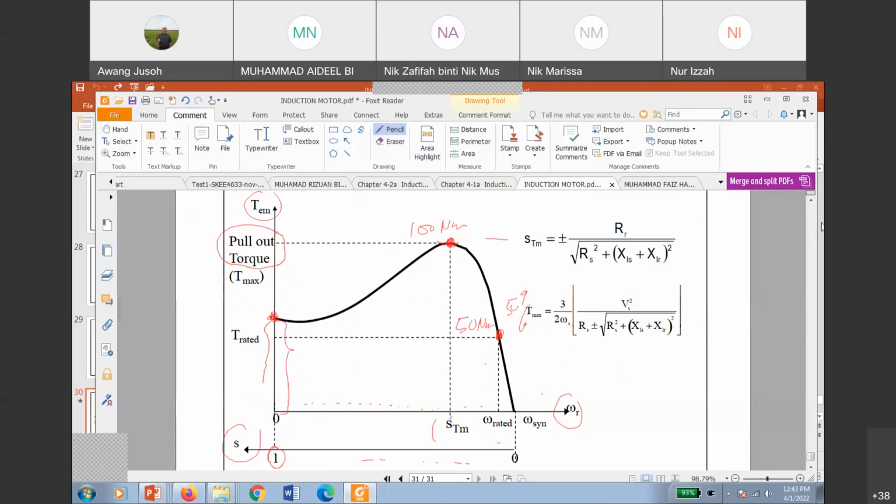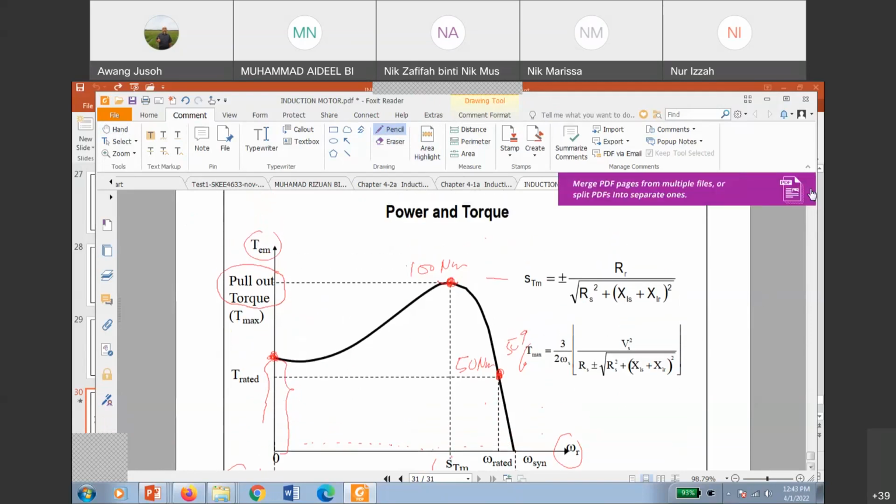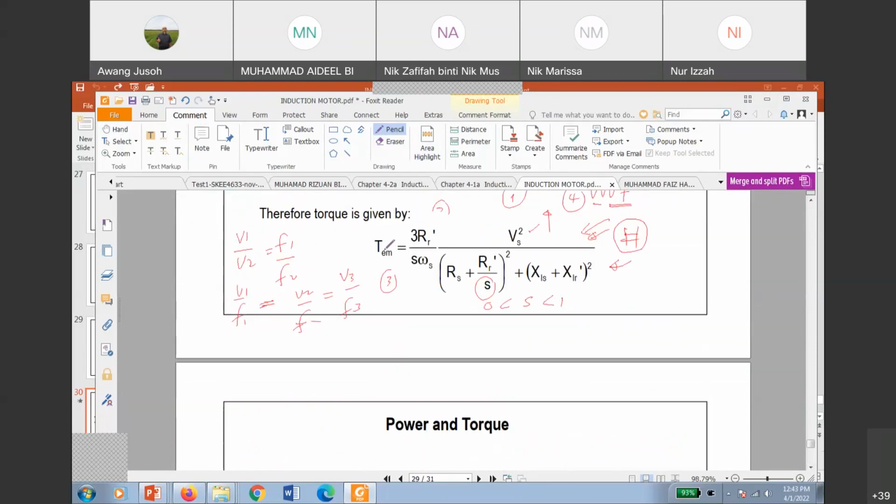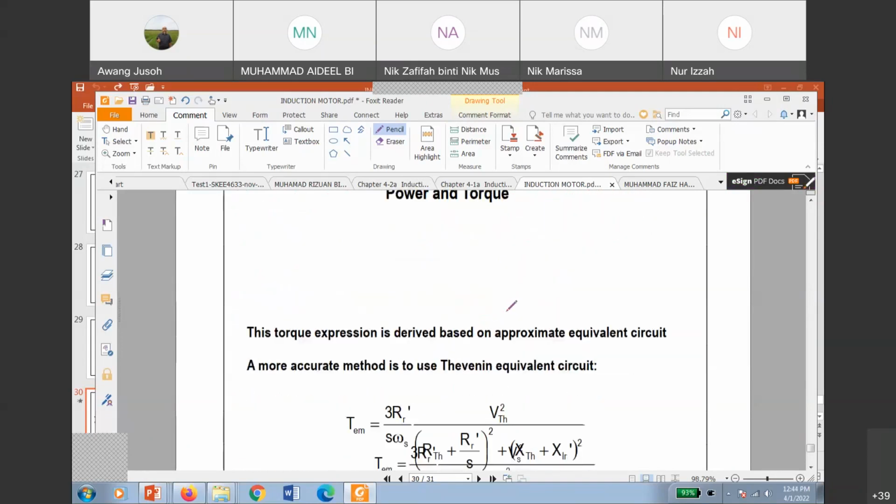So how to do that? Just go back to the equation here. When the slip equals 1, you already have the equation for torque. If you want to find the starting torque, you use all the equation, but with S equal to 1. You can get the starting torque of your machine. That's the first thing that you need to know.